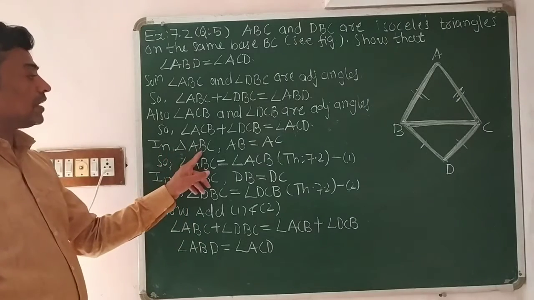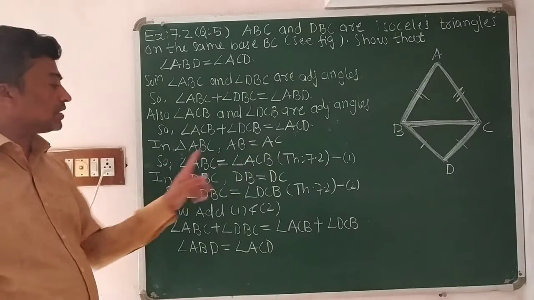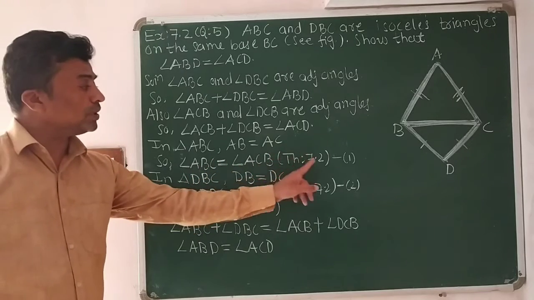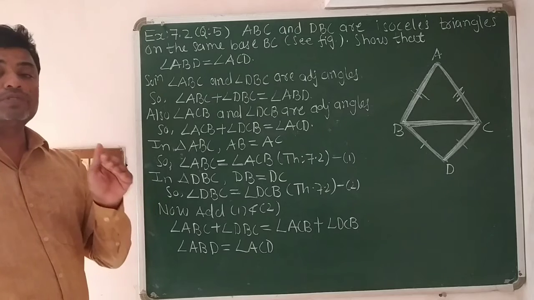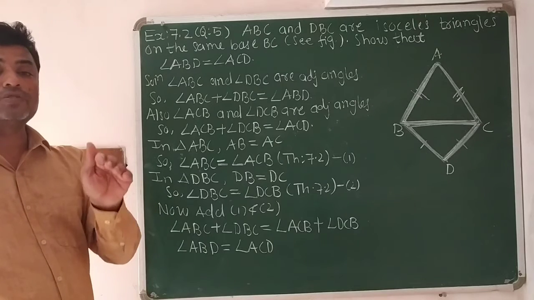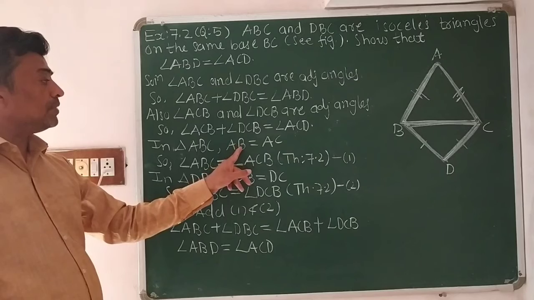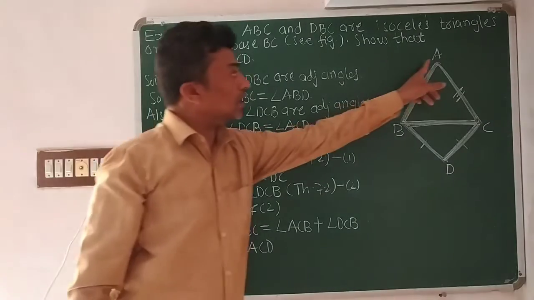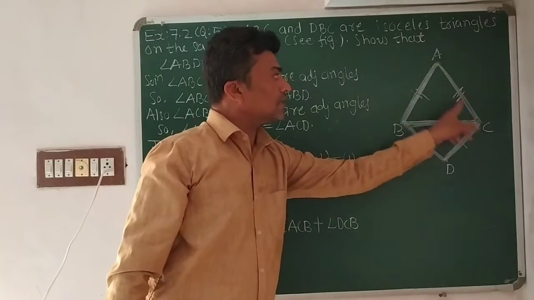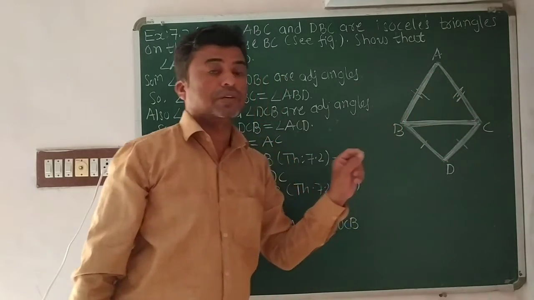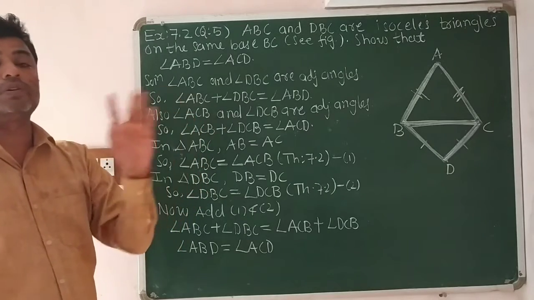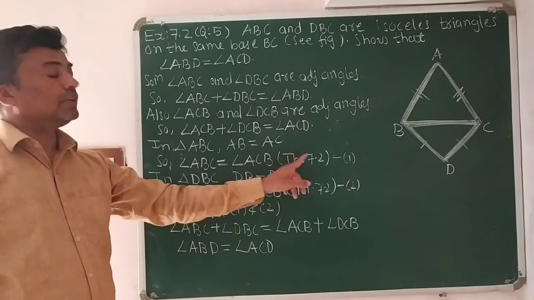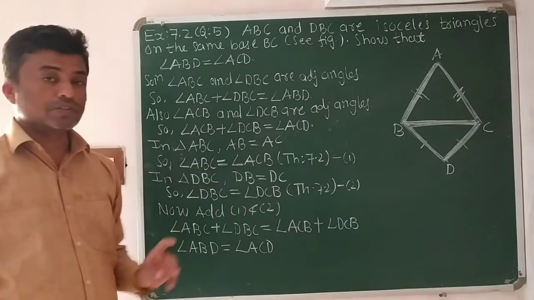So in triangle ABC, AB is equal to AC, so we can write angle ABC is equal to angle ACB according to theorem 7.2. Theorem 7.2 is equal sides, opposite angles are equal. Side AB, its opposite angle is angle ACB. Side AC, its opposite angle is angle ABC. Means angle ABC is equal to angle ACB, theorem 7.2, and it is equation 1.